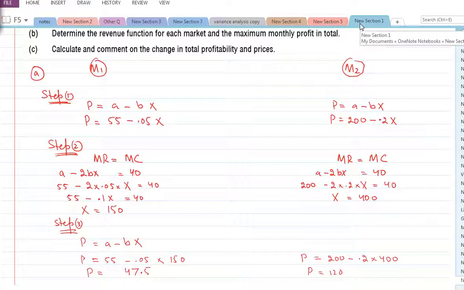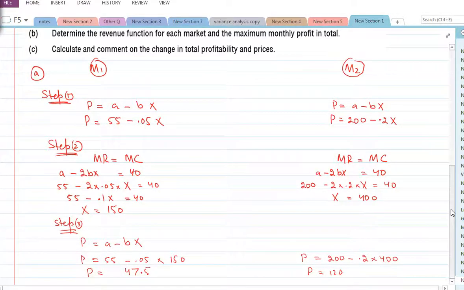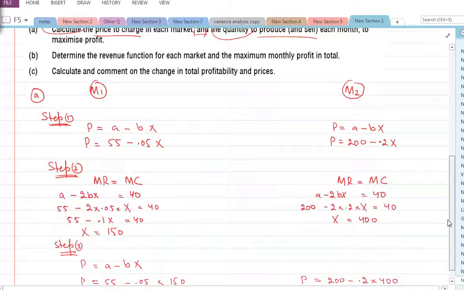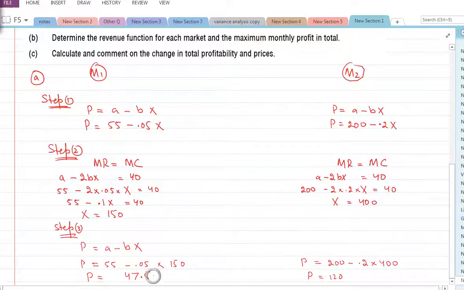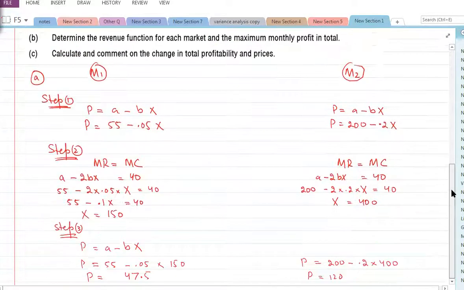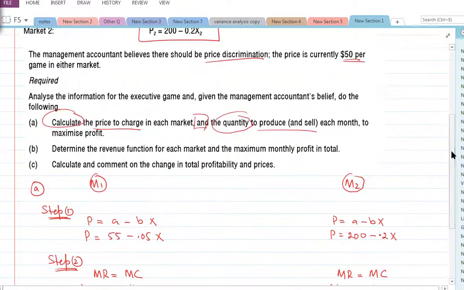So now we can see that we were selling it for a single price of $50 per game, right? But we can see that we should actually sell it slightly cheaper in the first market and expensive in the second market. And this will increase our profit. Okay, so that was the first part. Calculate the price to charge in each of the markets and the quantity to produce and sell in each of the markets. So the quantity is here 150 and 400, and the price is here 47.5 and 120. Let's see the second requirement.